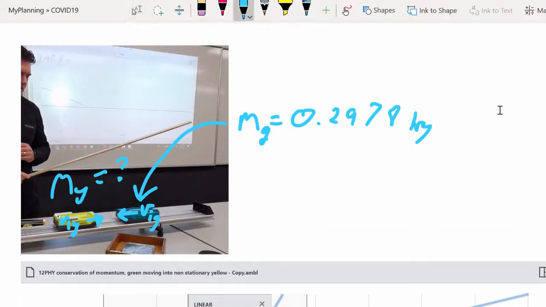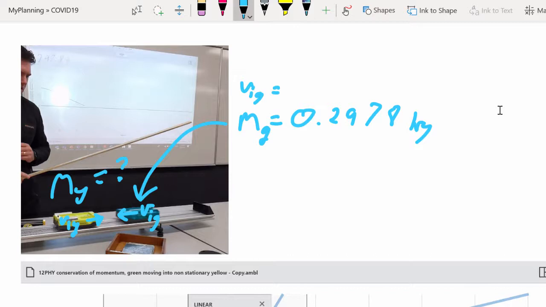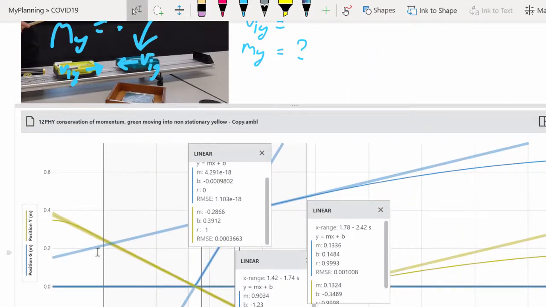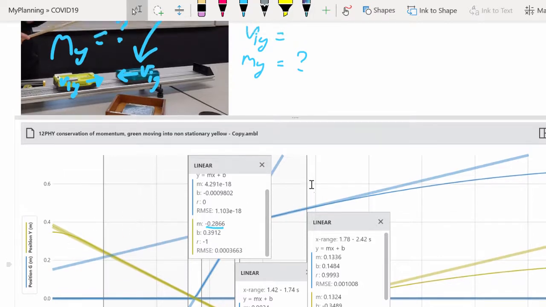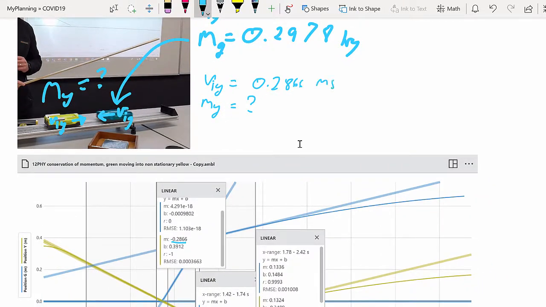So we've got a mass green and I've got a VI green, and then I'm going to have a VI yellow and a mass yellow, and the mass yellow is what I don't know. The initial speed of the yellow cart, and so we see it says green and yellow, so this is the yellow cart here, and the gradient of my graph is 0.2866 meters per second.